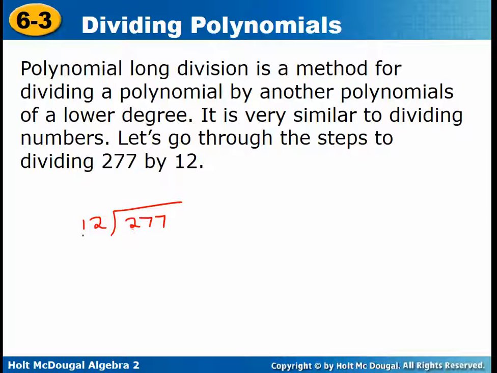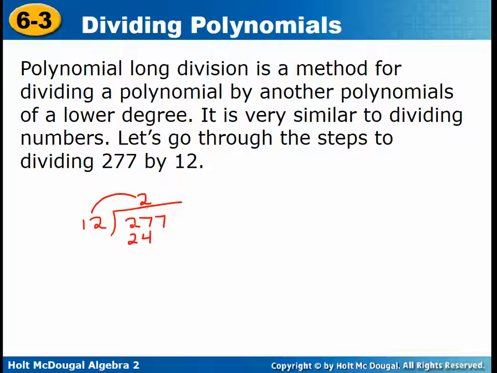In other words, 12 times 1 is only 12. 12 times 2 is 24. That's pretty close. 12 times 3 is 36. So let's try 12 times 2. I put the 2 above the 7, and then I multiply back. So I take 2 times 12, and that is 24.